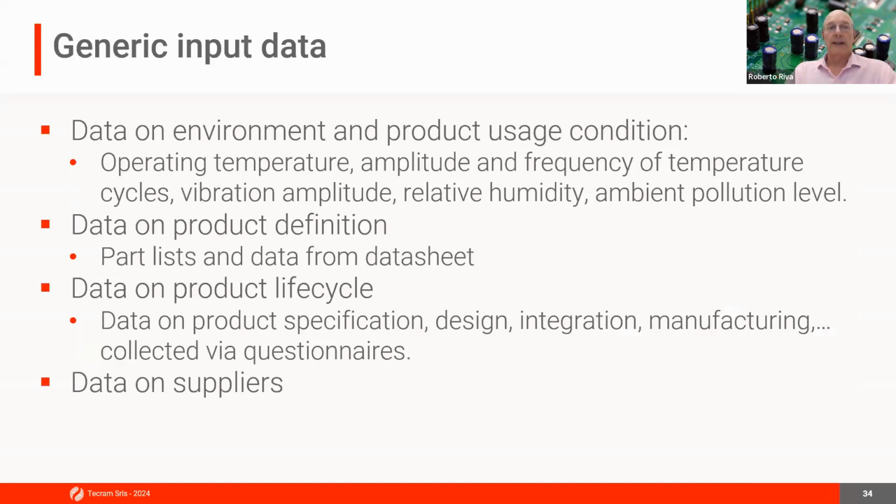And what data does it handle? Data on environment and product usage conditions. So we're looking at operating temperature, amplitude and frequency of the temperature cycle, vibration amplitude, relative humidity, pollution level, and so on. Data on product definition comes from the manufacturer's data sheet. Data on product life cycle, meaning product specification, design, and integration, as well as data on supply, is gathered by questionnaires.